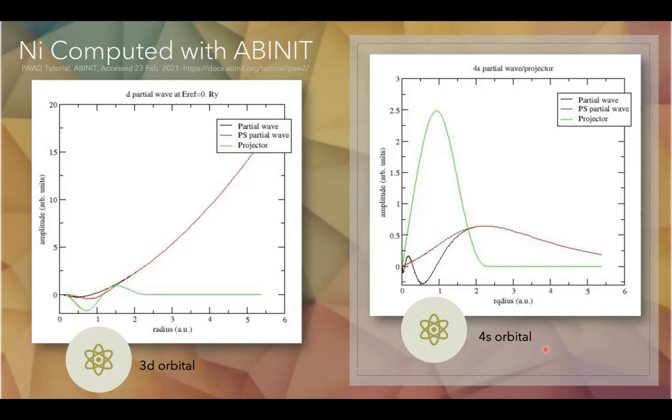Now the 4s orbital on the right side illuminates this a little bit more. And once again, you can see that the cutoff radius is going to be around 2.25 or 2.5, somewhere around there. And inside that augmentation region, you get a nice, smooth pseudo partial wave that really does effectively get rid of the several nodes of the all-electron partial wave of nickel. So that's an example of how it manifests in calculations.